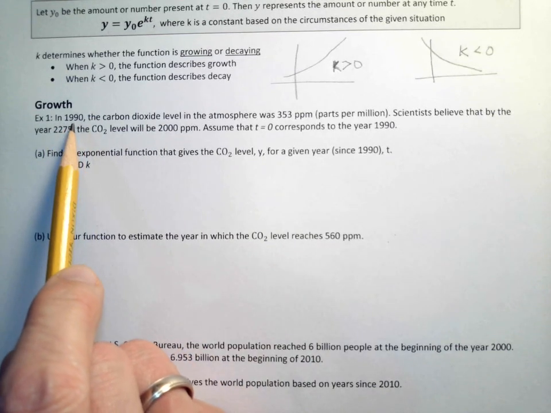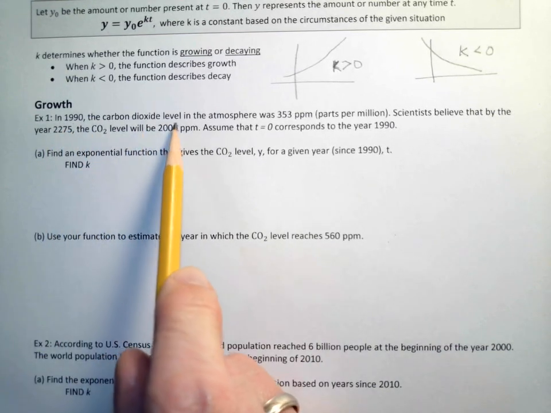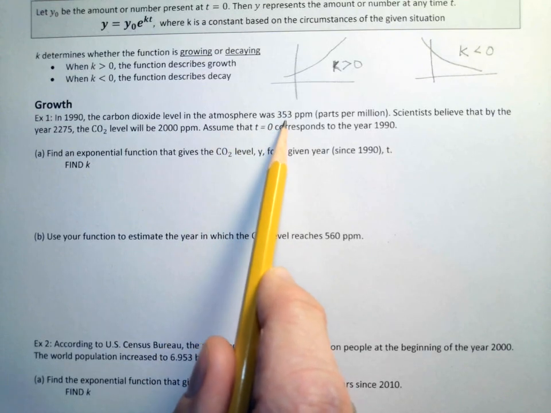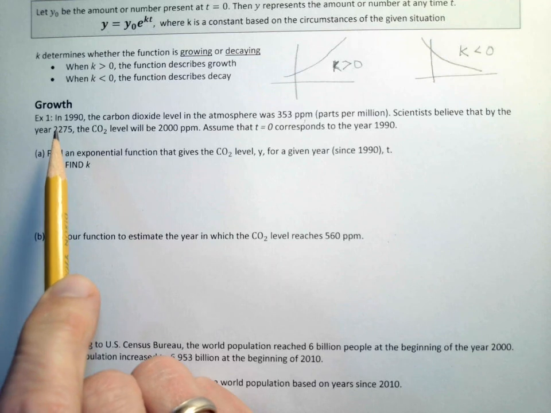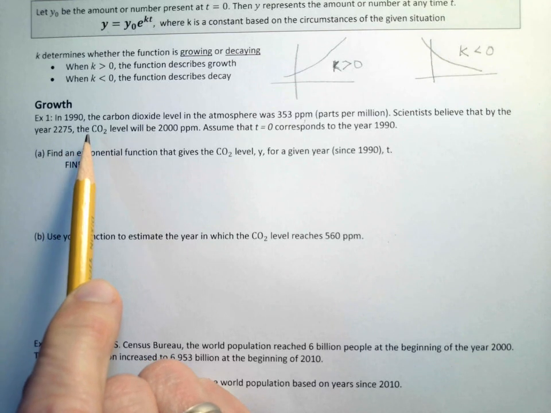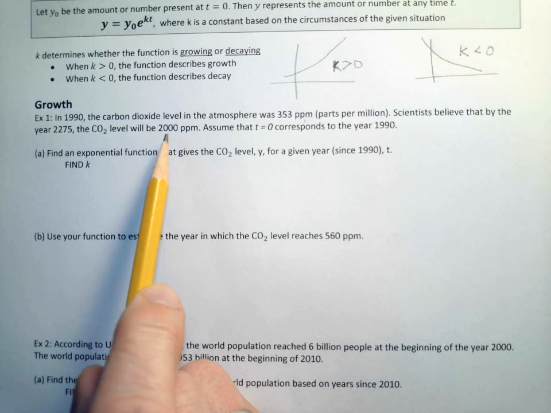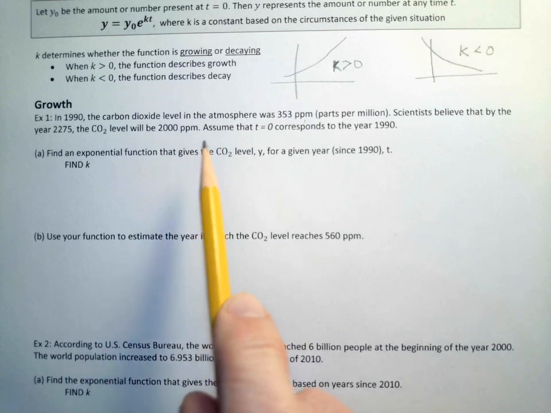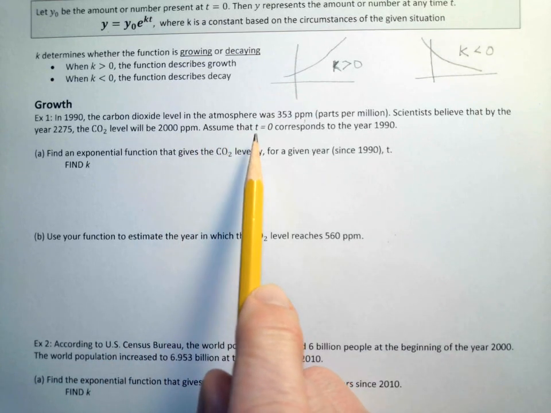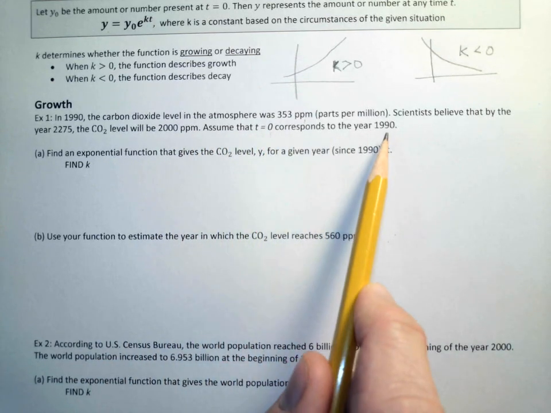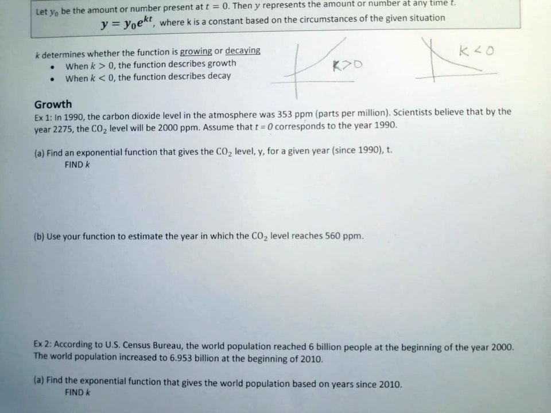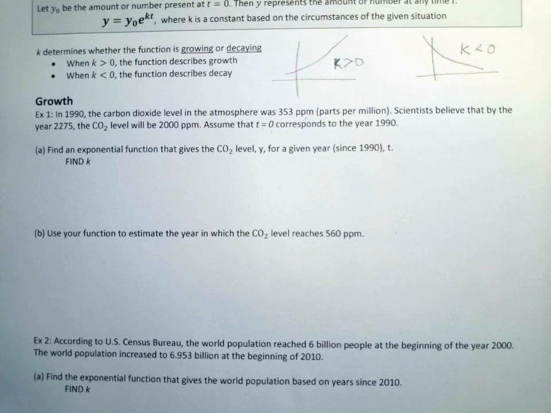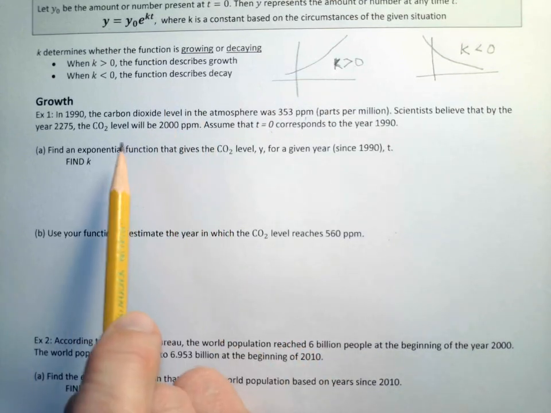In 1990, the carbon dioxide level in the atmosphere was 353 parts per million. Scientists believe that by the year 2275, the CO2 level will be 2,000 parts per million. Assume that t equals 0 corresponds to the year 1990, so that'll be our starting point. What we want to do first is find our k.